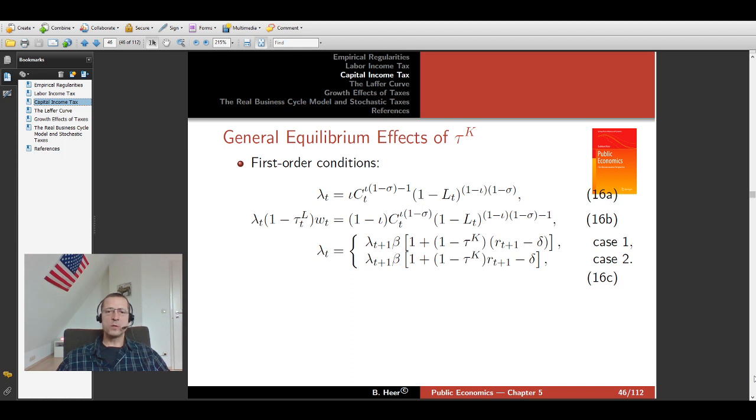Equation 16c is our Euler equation, our Keynes-Ramsey rule. On the left-hand side, we have the marginal utility from consuming an extra unit, which amounts to lambda_t. And if we save it and invest it in the capital market, we get the return 1 plus (1 minus tau_K) times (r minus delta). And this gives us utility lambda_{t+1} in the next period, and of course, to make it comparable to this period, we have to discount it by the factor beta. And again, these two, the utility from consuming an extra unit today or saving it, must be equal. Otherwise, we could increase our lifetime utility by shifting our consumption either into the present or into the future.